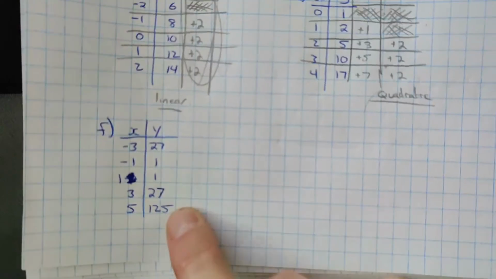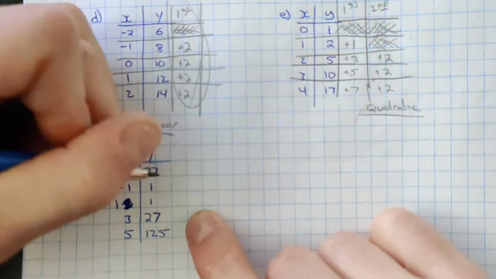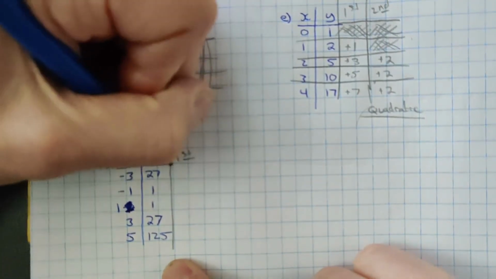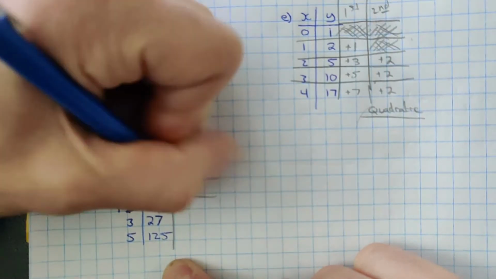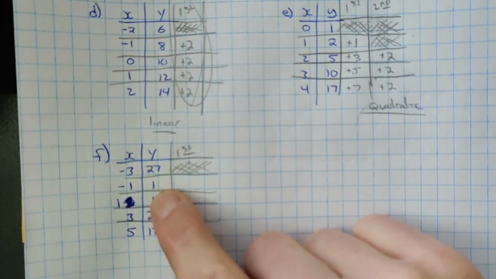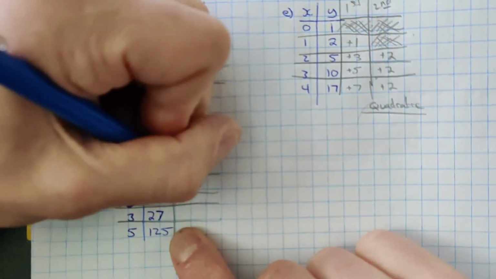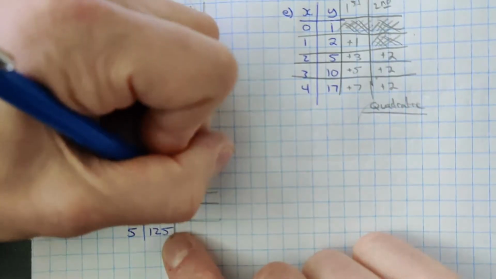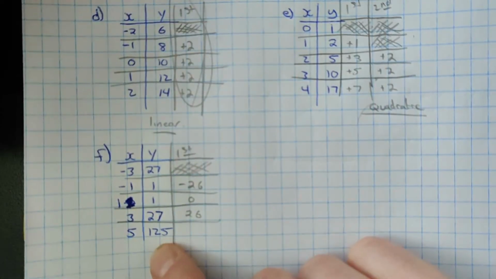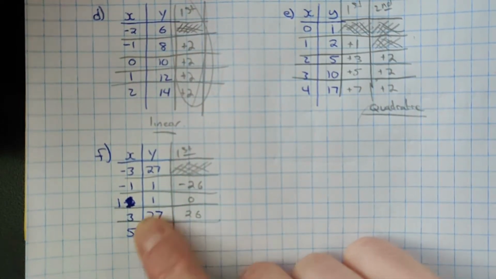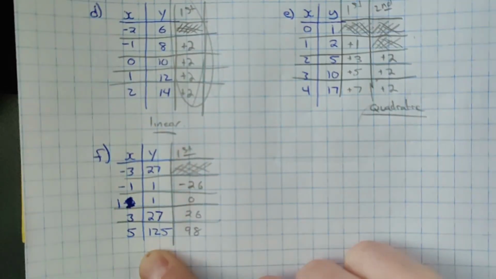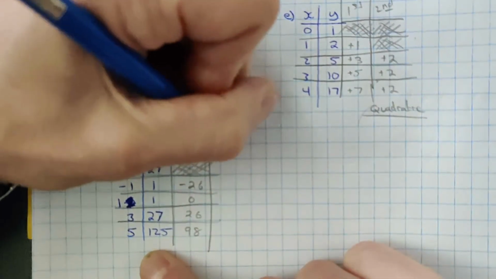All right, let's take a look at the last one here. Okay, they got a kind of neat pattern here. Quadratics kind of have that repeating pattern. So we'll try it out. First difference: with that first one, 27 to 1, that's going to be negative 26. And then that's going to be 0. And then that's going to be plus 26. And then that's going to be, geez, that's a 98. Going up 98. Well, let's check our second differences and see what happens.